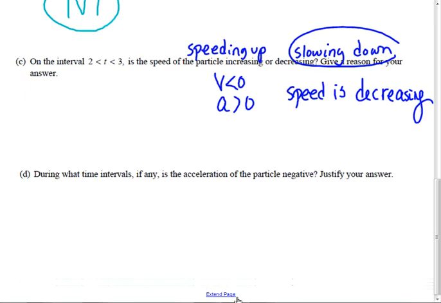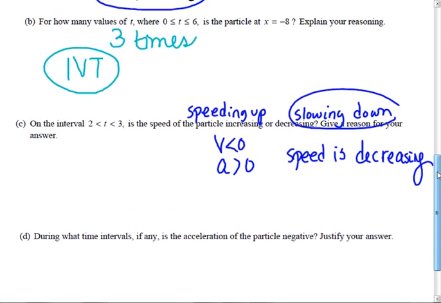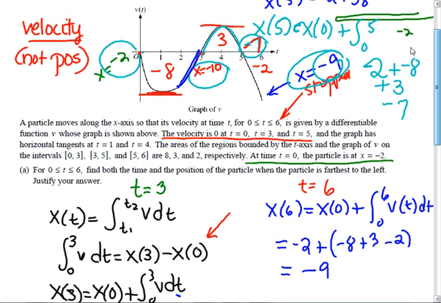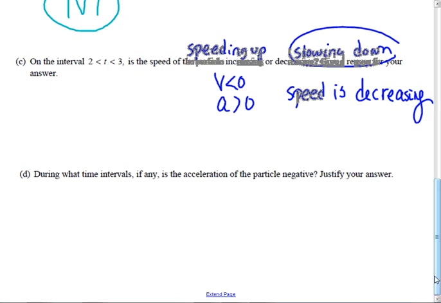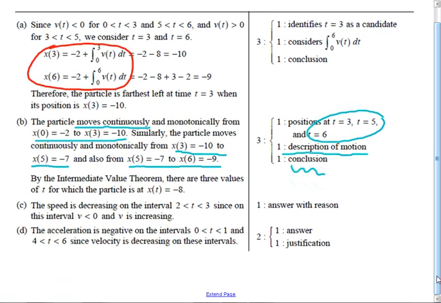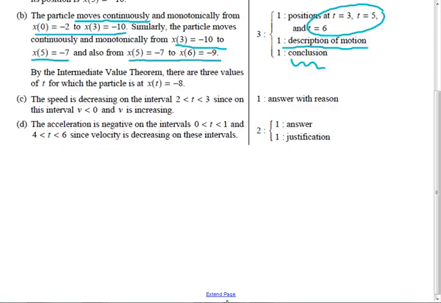And then the last question is, during what intervals is the acceleration of the particle negative? Where is acceleration negative? 0 to 1 and 4 to 6. That's the easy one. And they're going to say because the velocity is decreasing. I wouldn't mind, we can get by with the slope of the tangent line is negative. And that's all they're asking for. So really, it's not that bad a problem.